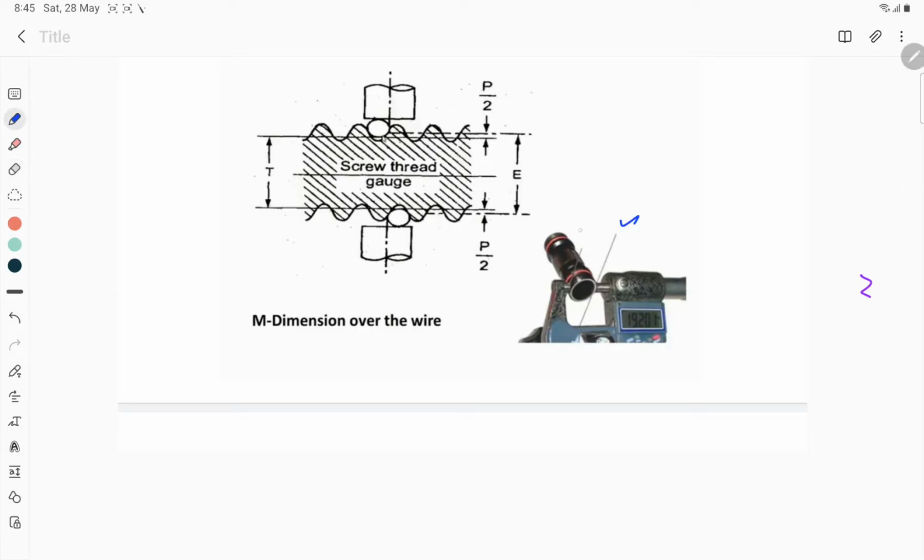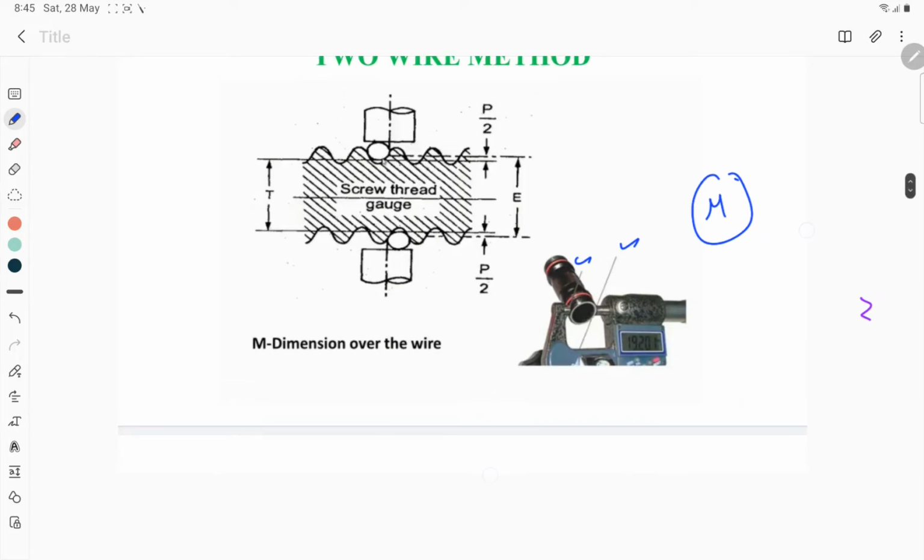Two wires, wire 1 and wire 2, are placed between the anvil and the thread, one on each side. If you place them like this, we get some value on the micrometer that is considered as capital M. So M is nothing but the distance over the wires, taken directly from the micrometer.